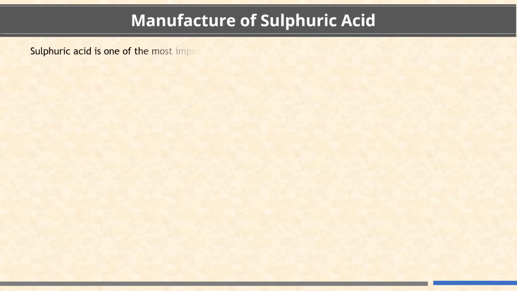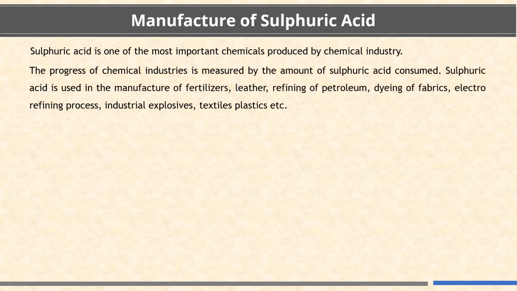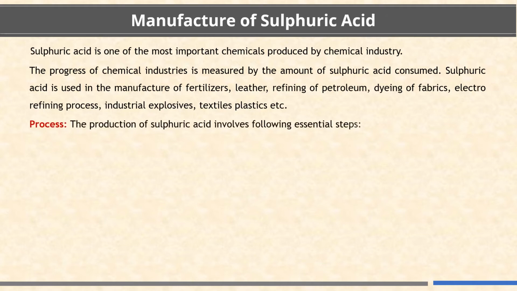Manufacture of sulfuric acid. Sulfuric acid is one of the most important chemicals produced by chemical industry. The progress of chemical industries is measured by the amount of sulfuric acid consumed. Sulfuric acid is used in the manufacture of fertilizers, leather, refining of petroleum, dyeing of fabrics, electro refining process, industrial explosives, textiles and plastics, and so many.